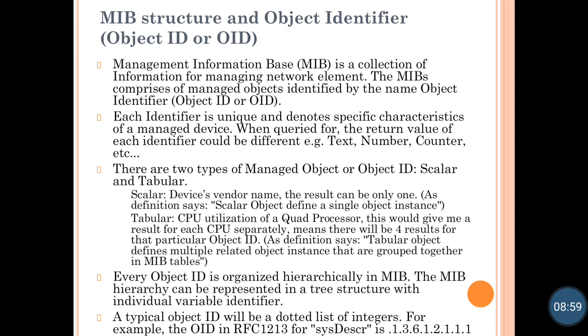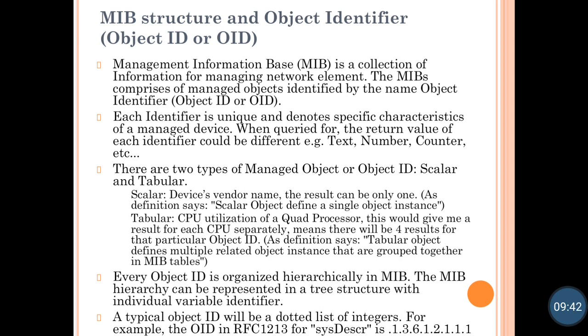Management information base is a collection of information for managing network elements. The MIB comprises managed objects identified by the name object identifier. MIB contains all the information related to a network element, and these are identified by their object identifier, or you can say OID. Each identifier is unique and denoted by specific characteristics of managed devices. When queried, the return value of each identifier could be different. It can be any text, any number, any counter, etc.